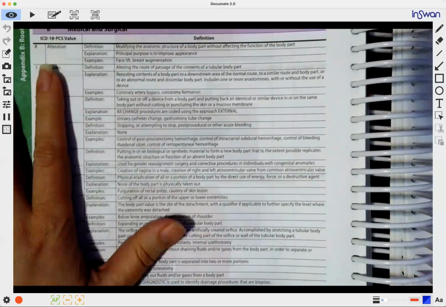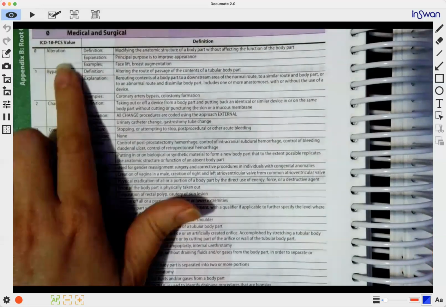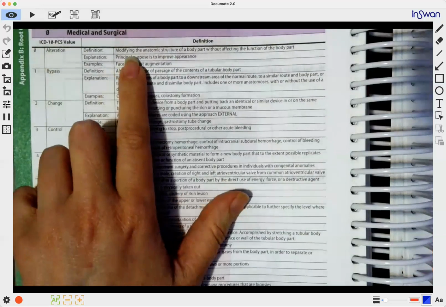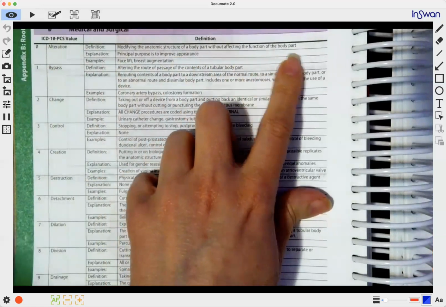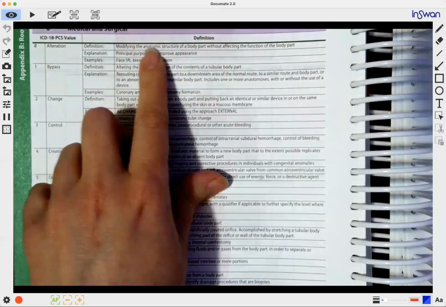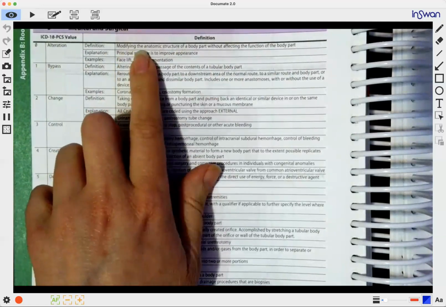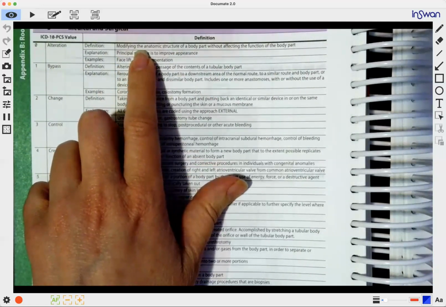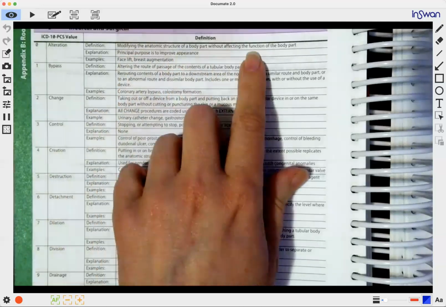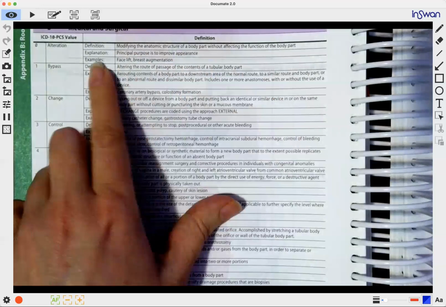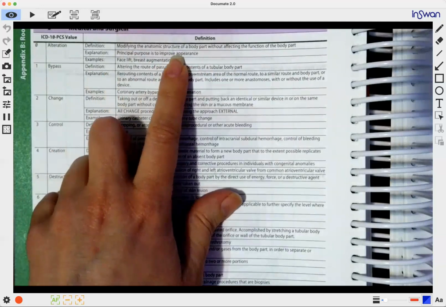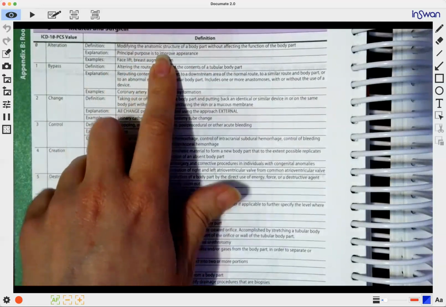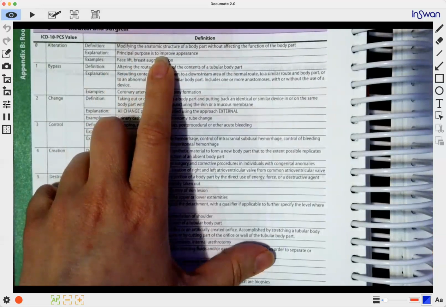The first one we have is alteration. An alteration is used to modify the anatomic structure of a body part without affecting the function of a body part. So that's what they're trying to accomplish. That is the objective of the procedure. They're modifying the structure without affecting the function. So the explanation given in this one is to improve appearance. And that tells you that this is mostly going to be used for cosmetic purposes. No function, just appearance sake.